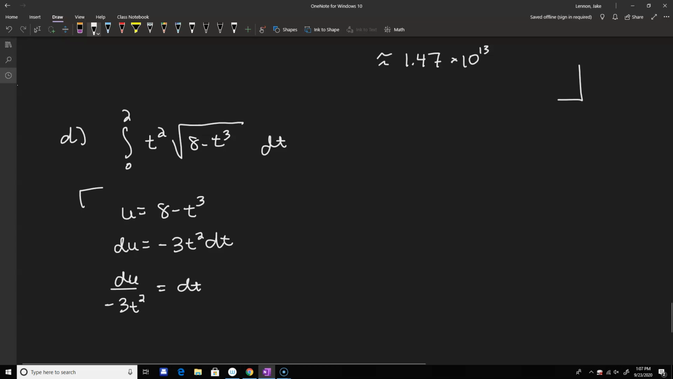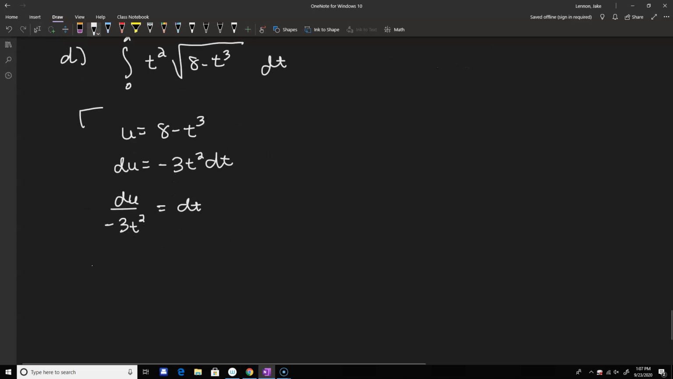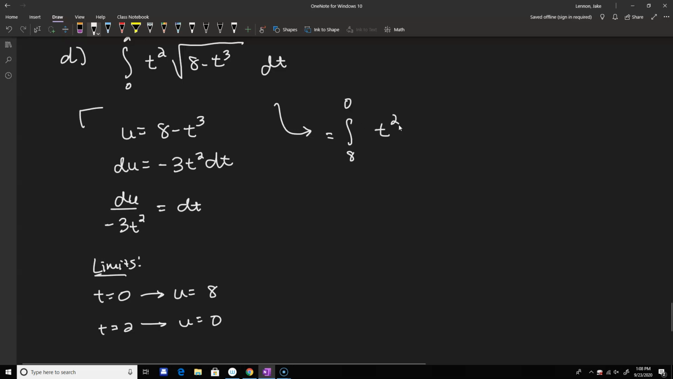We want to focus on our limits now. So what happens to our limits? When t is equal to 0, I'll leave it for you to check that u becomes 8. And when t is equal to 2, we'll see that u actually becomes 0. So our integral up here is going to switch to the integral from 8 to 0 of t squared times the square root of u times du over minus 3t squared.